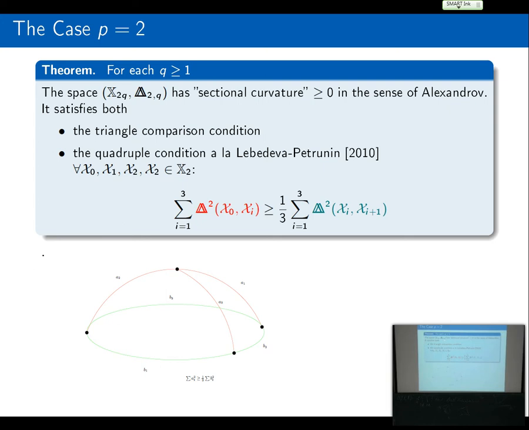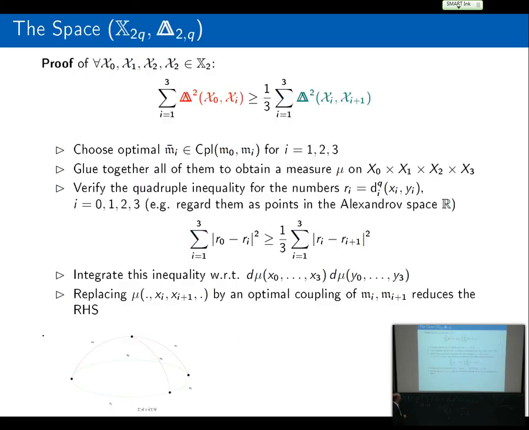This has the important consequence that when the metric measure space has non-negative curvature, independent of q, you choose one q, and this is really a space of non-negative curvature in the sense that it's geodesic, it satisfies the triangle comparison condition, or it satisfies this quadruple condition. The only disadvantage right now is that it's not complete. I will come to this later. Why is this inequality true? I will sketch you the proof. This is the only proof which I present here, but this is the main result in some sense, and the proof is not too complicated.